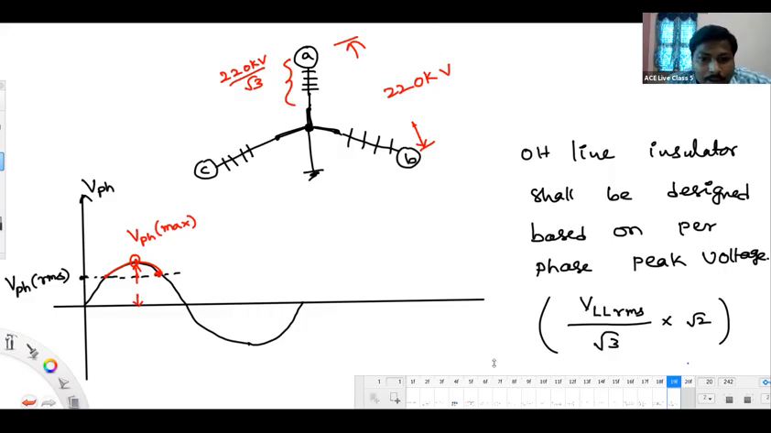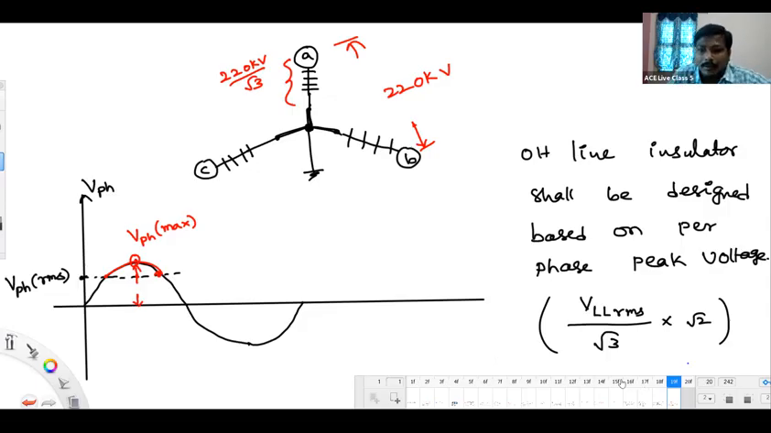Sir, previously you told that for designing lines, we don't consider peak, only RMS. See, actually, those are ratings, what I said. RMS value is the rating. But from the designing point of view, with what voltage we have to design, that we have to decide. Okay, next, let me continue. So I think all of you are clear.